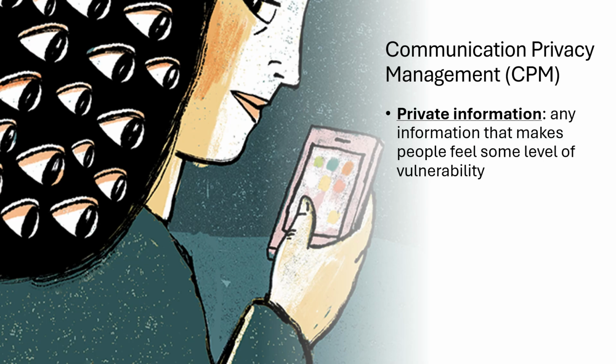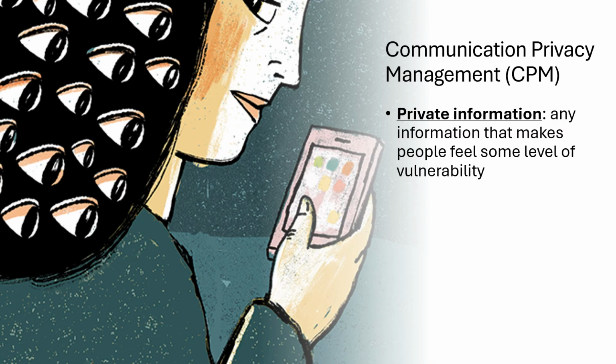But first, let's make sure we're clear on what private information is. We can define private information in a number of different ways, but for our purposes, we'll say this is any information that makes you feel some level of vulnerability. So if something is private, use of that information or knowledge of that information is restricted in some way.